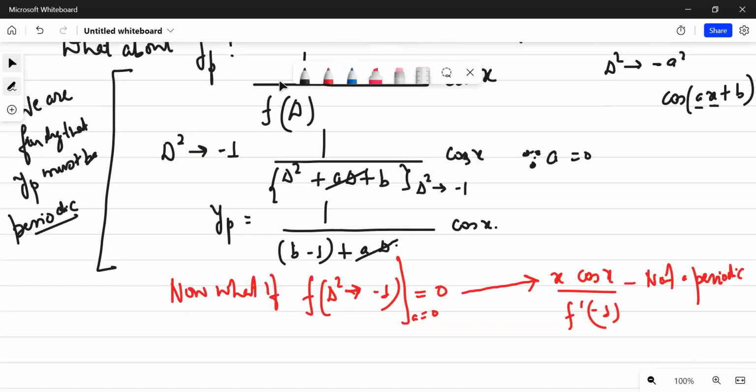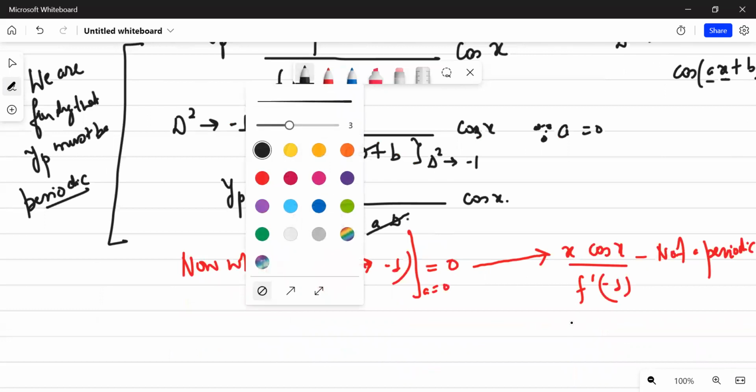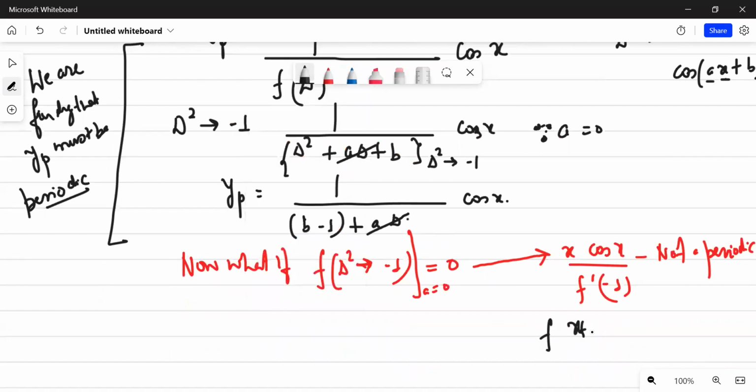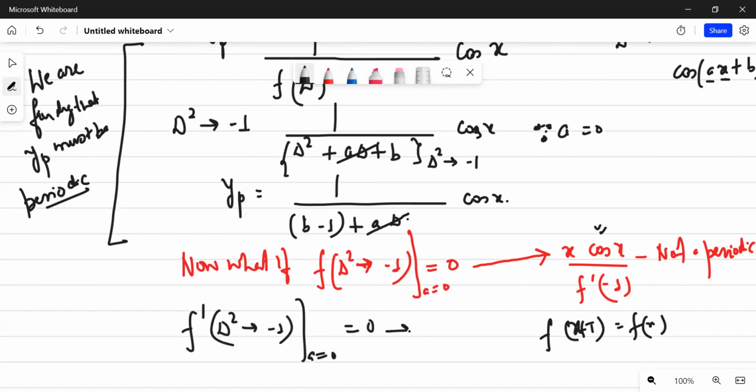Again, understand my point. A function is said to be periodic if f of x plus T is equal to f of x. Now here, this will be periodic for x equal to 2 pi, but this is x plus 2 pi then. So it will not let it remain periodic anyway. Or if f dash D square when replaced by minus 1, in the condition that a must be equal to 0, becomes 0, then the particular integral would be x square cosine x divided by f double dash minus.